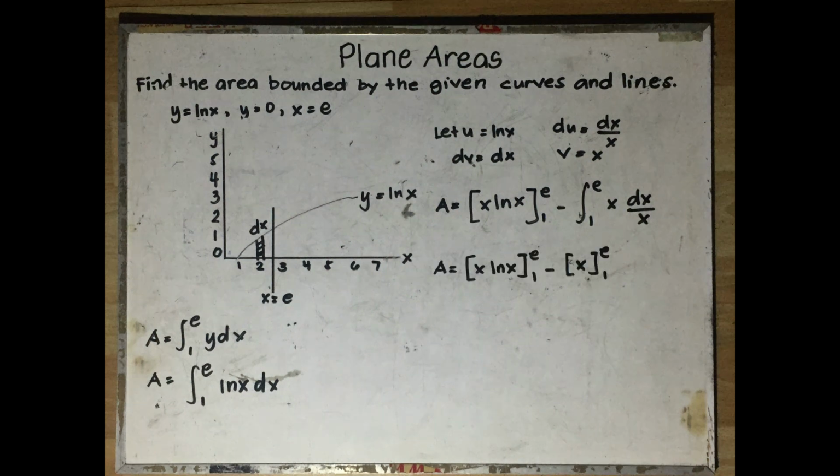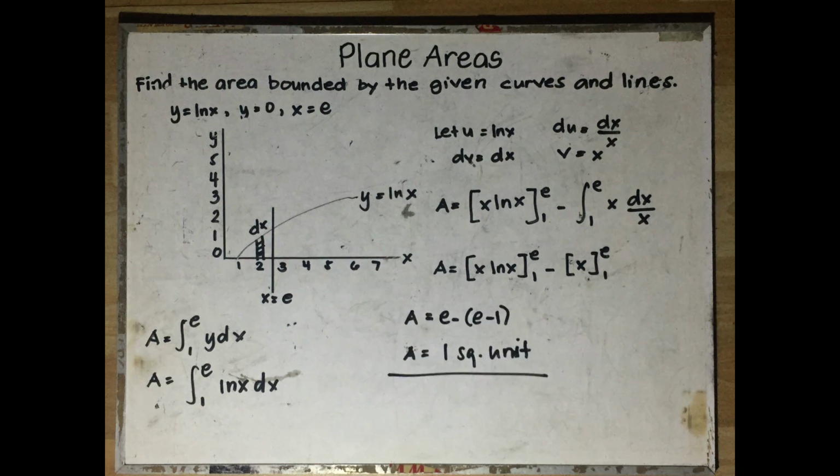Now we have area equals x times ln x with the boundary 1 to e minus x with the boundary 1 to e. After completely performing the integration, we substitute the value of our upper and lower boundary, giving us area equals e minus e minus 1. We have 1 square unit as our area.